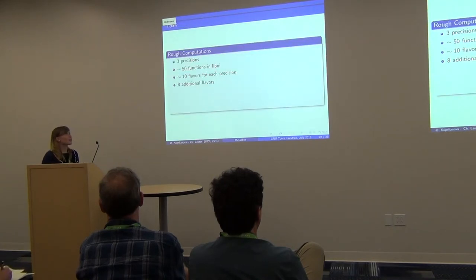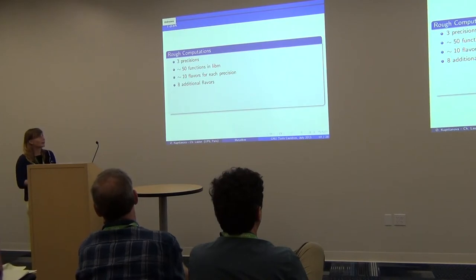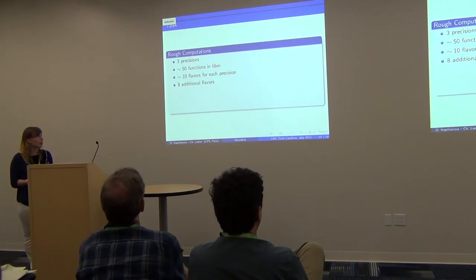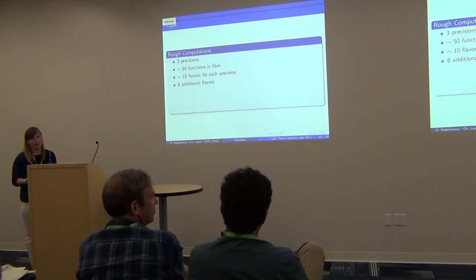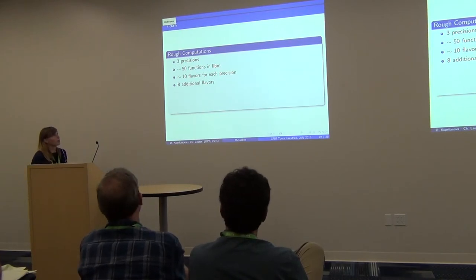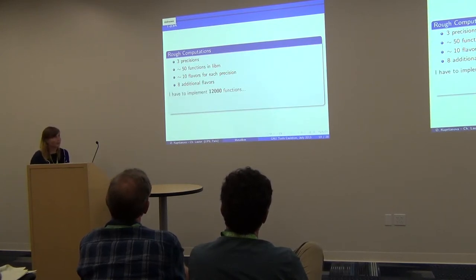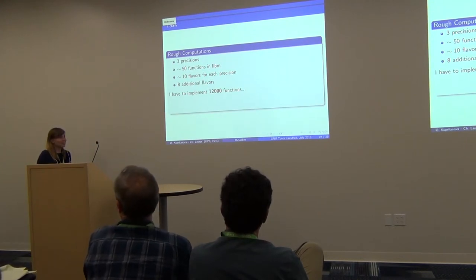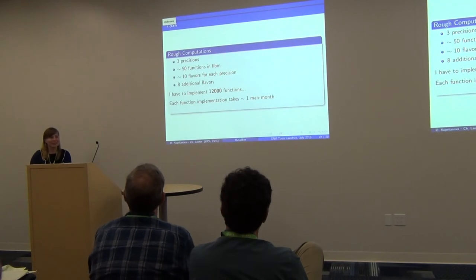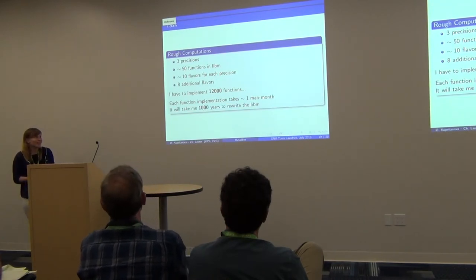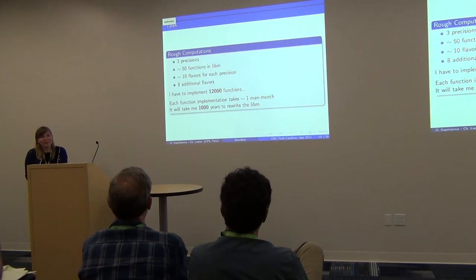Rough computations: we have 3 precisions, float, double, long double. We have about 50 functions in the libm. Let's say that we want to have about 10 flavors for each precision that come from different accuracy results. And we have 8 additional flavors on modes and flags. So it gives us about 12,000 functions to implement. And if we say that each function implementation takes about 1 man-month, it's just not possible to do it.